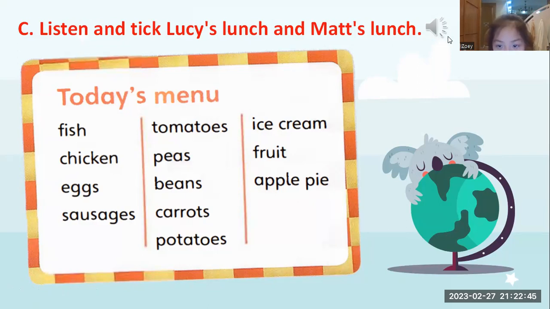So please listen carefully. 17C. What's on the menu? Listen and tick Lucy's food with your red crayon. Lucy, what would you like for lunch? I don't know. Yes, some chicken, please. What would you like with the chicken? Carrots and beans for me. Listen and tick Matt's food with your blue crayon. What would you like for lunch, Matt? Fish and peas today. And can I have some apple pie too? Okay.